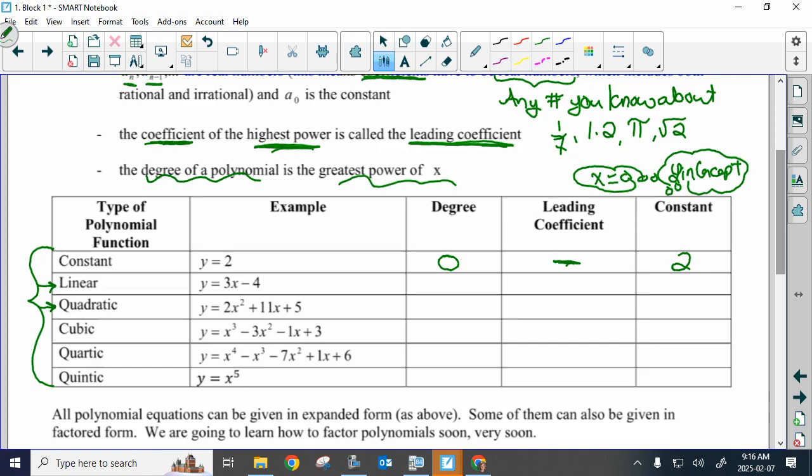Do you guys know what this y equals 2 looks like? Yeah. Straight line. Y is equal to 2. It never deviates from 2. It doesn't go up from 2. It doesn't go down from 2. It's just always 2. If it's always 2, your y-intercept would be 2.